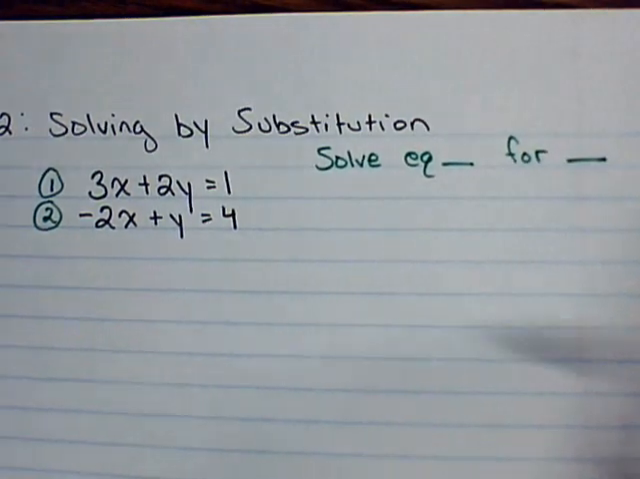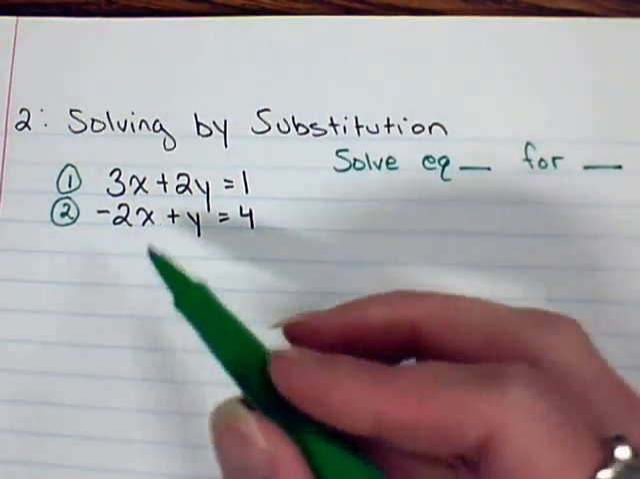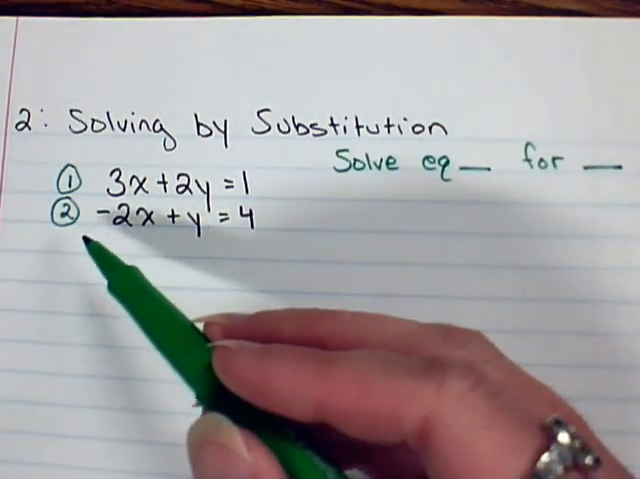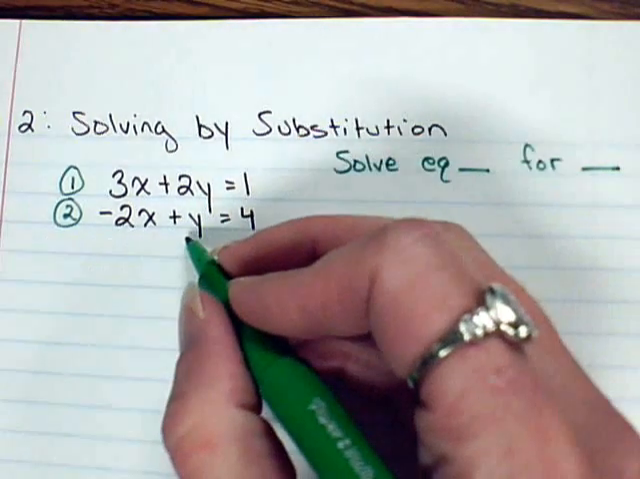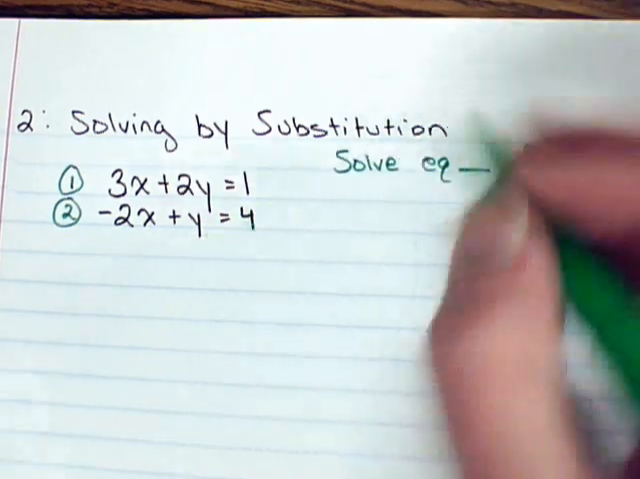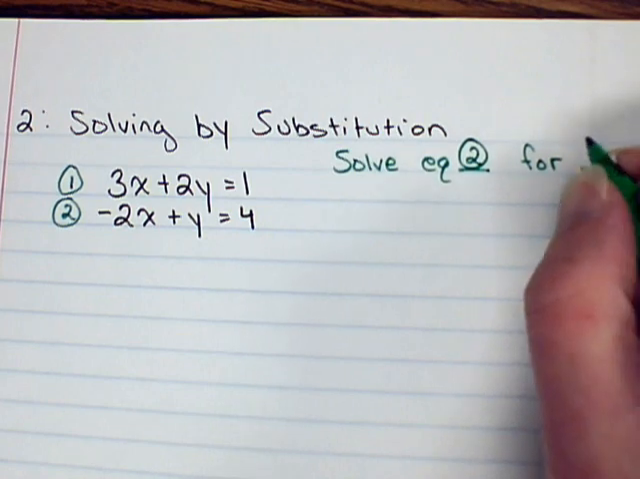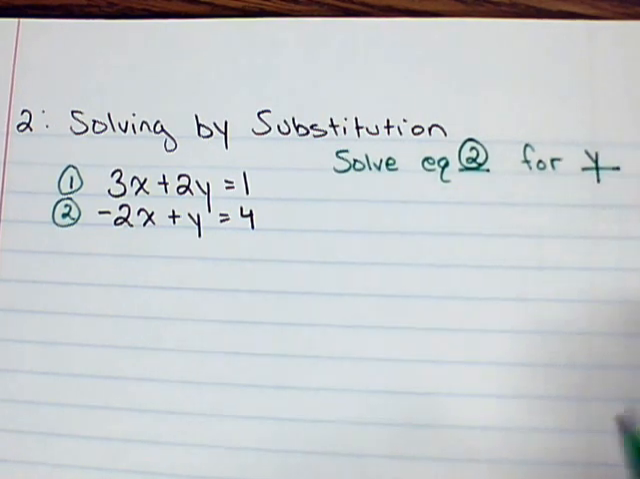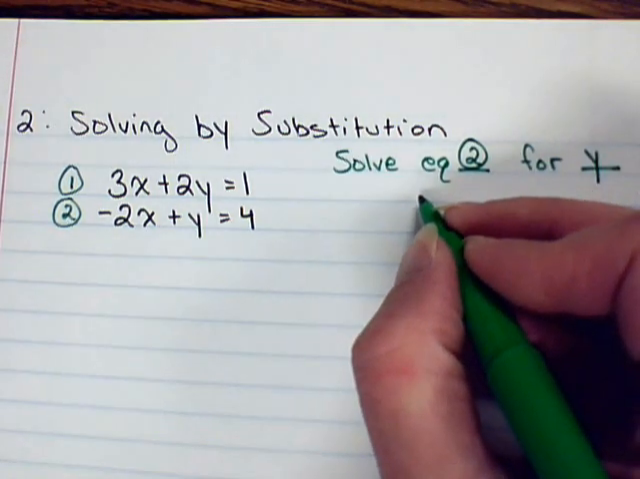So if we look closely at these two equations, there's one that's going to be easier to rearrange than the other one. And that's usually how you can tell that substitution is a great thing, especially when you see a variable like this that has no coefficient. I am thinking that this is a great substitution problem. I'm going to take equation 2 and solve for y. When I do that, let's see what happens.